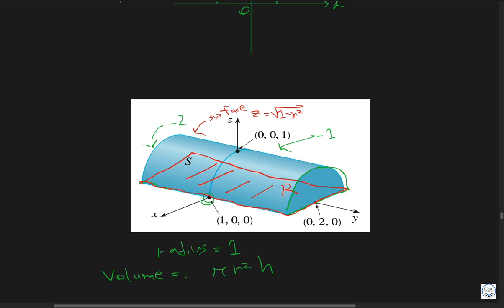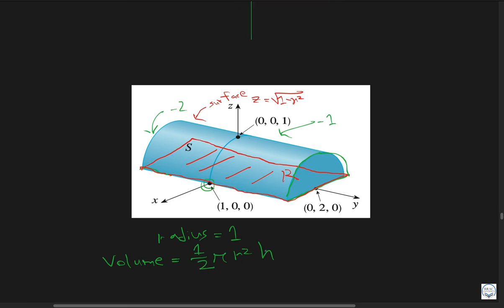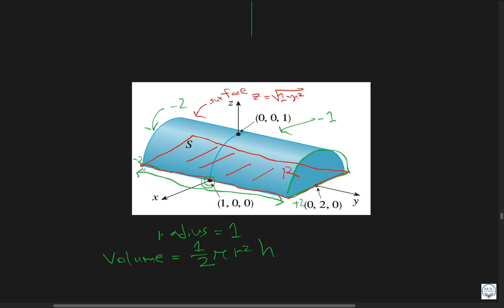And therefore the volume of this cylinder is just, since the volume of a cylinder is pi r squared h, the volume of a half cylinder must be half pi r squared h. So we need the height of the cylinder, which is just this particular line. Since this is along the y-axis, and y is -2 over here and +2 over here, the height is actually the length of this line, this green line.